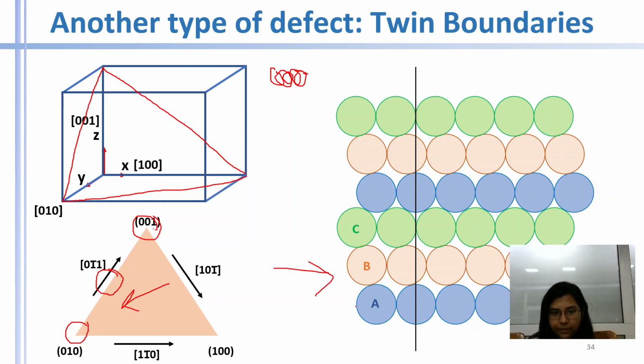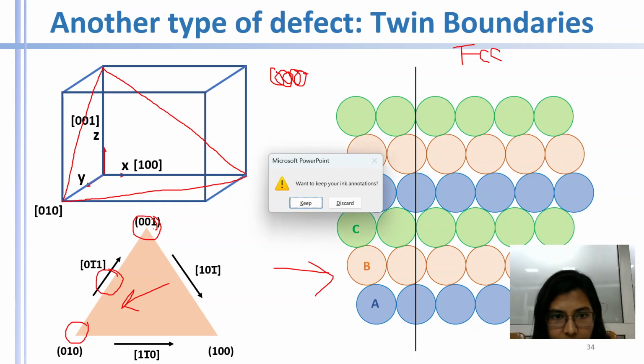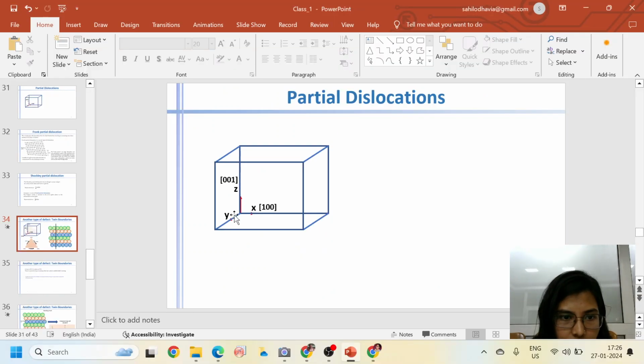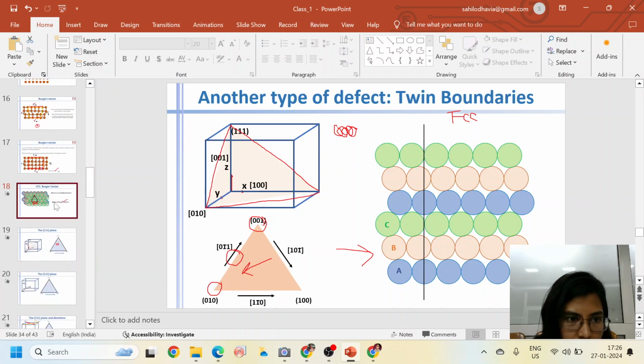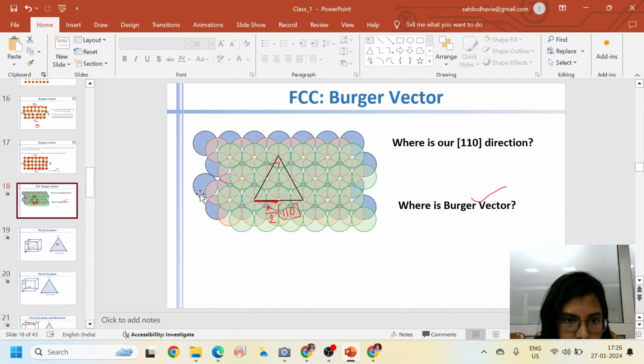This is my first layer, which is actually my A layer. This is also a plane; I am looking just from the side, so my plane is coming to me like a row. This is my A layer, this is my B layer, this is my C layer. So this is FCC. You have to remember this notation is exactly the same as this notation. I'm just looking from the side now, from one side like this.